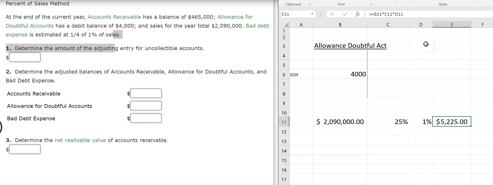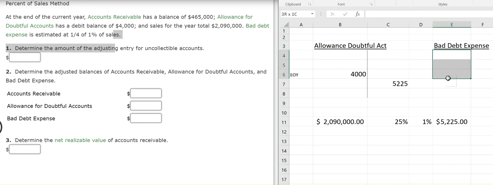Okay, so with this method, the entry will be debit bad debt expense and credit the allowance for 5,225. Okay, that's the entry. So if you want, I will put here bad debt expense, and let's just pretend that this is a T account here. All right, so that will mean that I will increase bad debt expense 5,225, and I will credit the allowance.